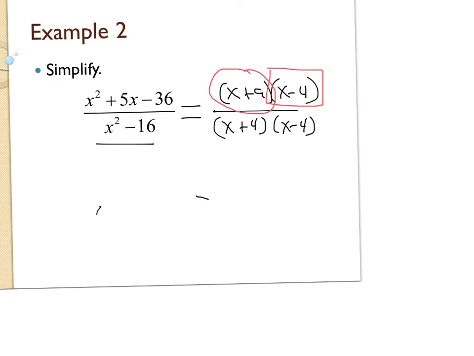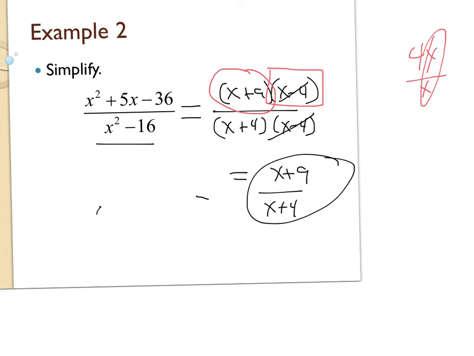It's the same as having 4x over x. The x's would cancel out because it's all multiplication. So I notice I have an x minus 4 and an x minus 4. Those are the same. They would cancel each other out. And so all I'm left with is x plus 9 divided by x plus 4. And that is my reduced rational expression.